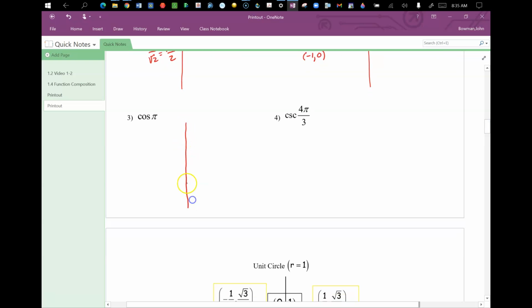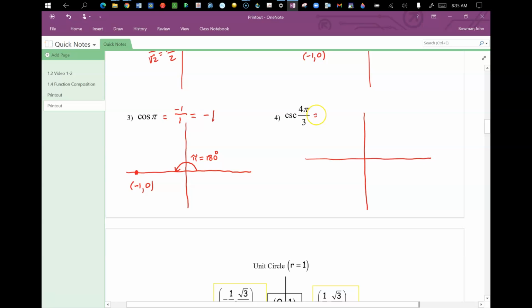Here we go again with the pi angle measure. So we rotate pi radians, or 180 degrees, radius of 1. So our point out here is going to have coordinates -1, 0. And the cosine is x over r. X is -1. R is always going to be positive, over 1. So we have -1. And then finally, we'll do one more here, the cosecant of 4 pi over 3.